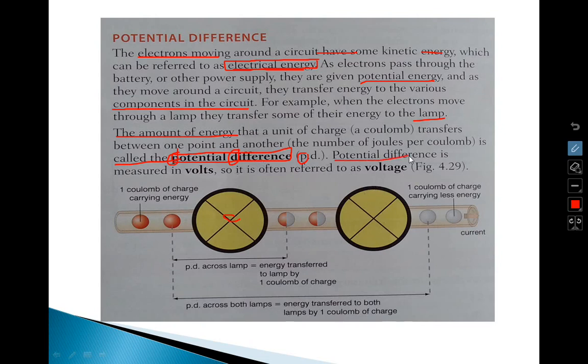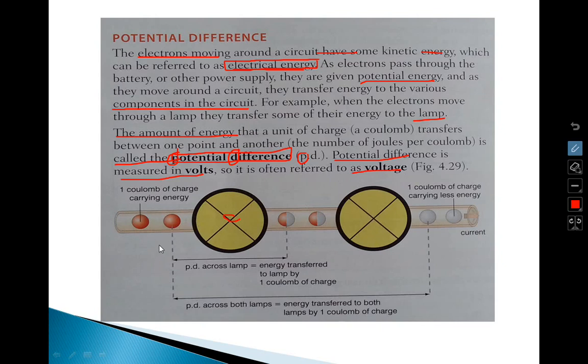So what's potential difference? Potential difference is measured in volts. Actually, it's like a voltage, and it is measured in volts. So it's often referred to as voltage, as we can see here in this figure.